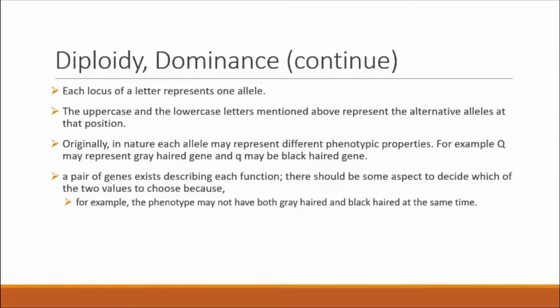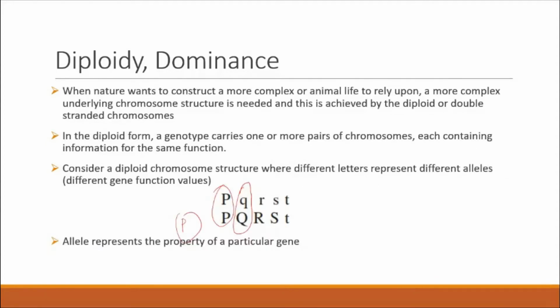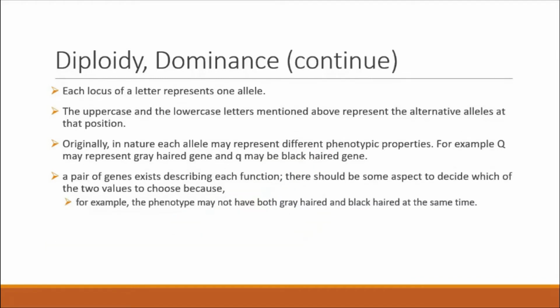So depending on the gene present, or the allele present in that particular gene, the characteristic of that human being can change. As an example, in the previous case, this capital Q may be representing, maybe we are not saying that it is representing, but it may be representing the gray-haired characteristic, and a small q may be representing the black-haired characteristic.